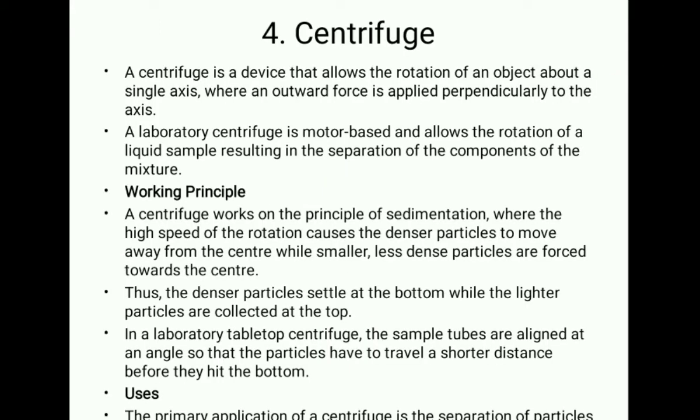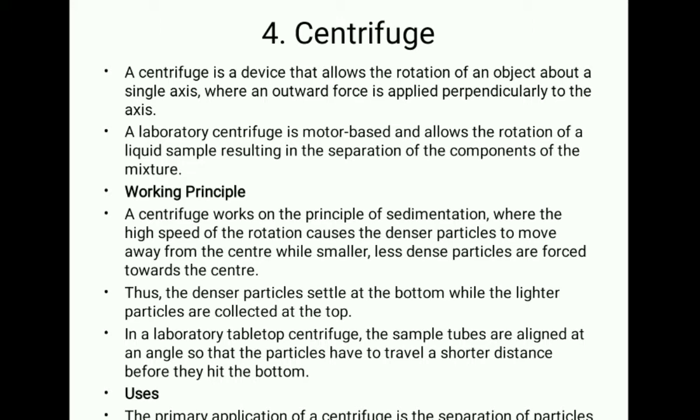Next we have centrifuge. A centrifuge is a device that allows the rotation of an object about a single axis where an outward force is applied perpendicular to the axis. The laboratory centrifuge is motor-based and allows the rotation of a liquid sample, resulting in the separation of the components of the mixture.